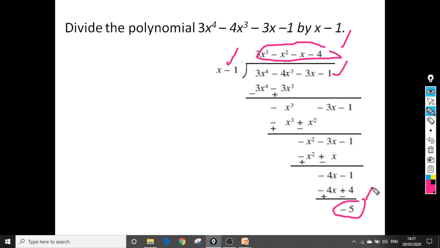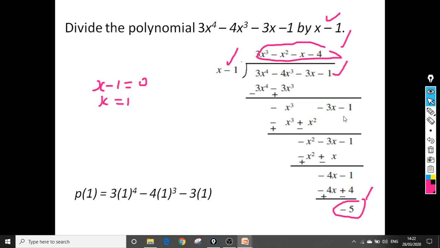Now let us relate this problem in a different way. I have a divisor, x minus 1, which is linear. From here I can find the zero of this polynomial, that is x minus 1 equals 0. I find the value of x from this expression, and the value of x comes to be 1. Now this value, x equals 1, we will substitute in the given polynomial. By substituting this value in the given polynomial, we get the same remainder, minus 5.